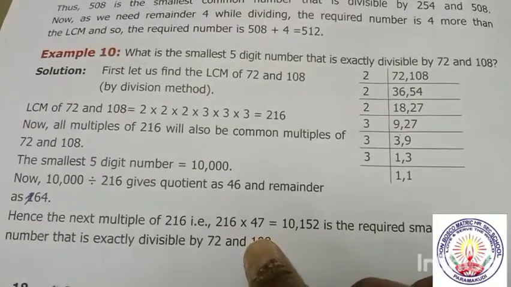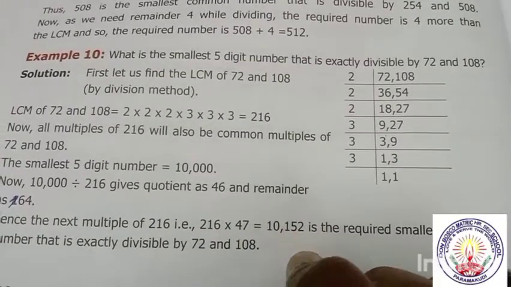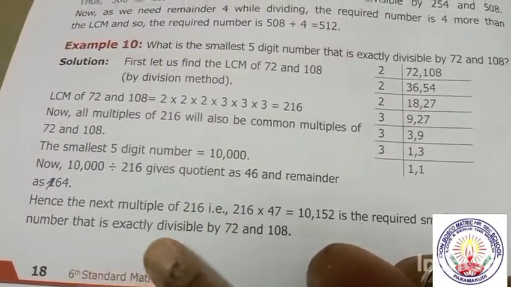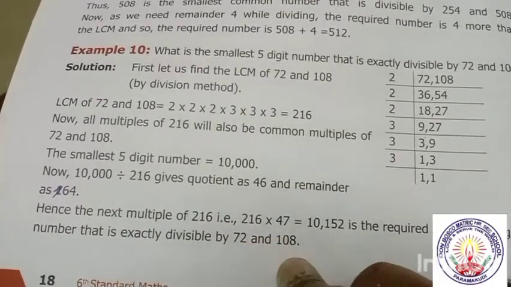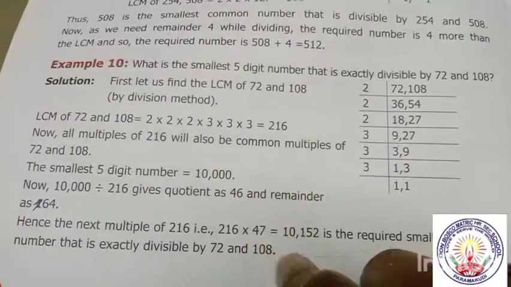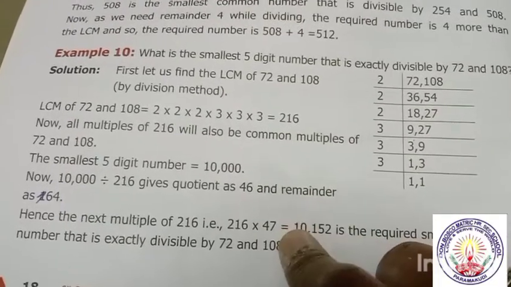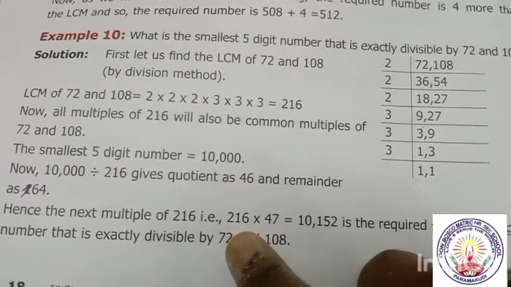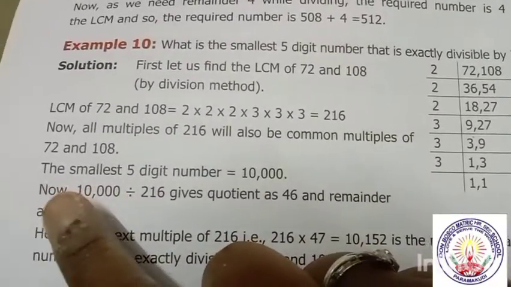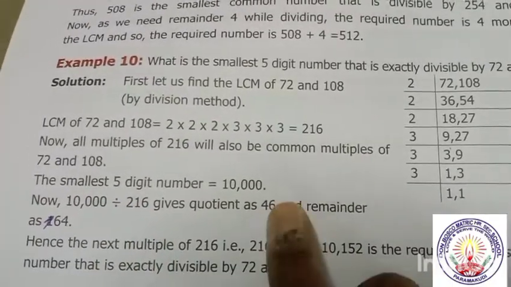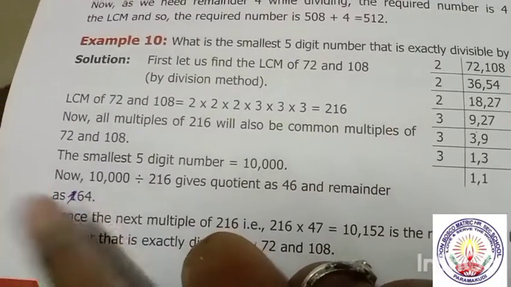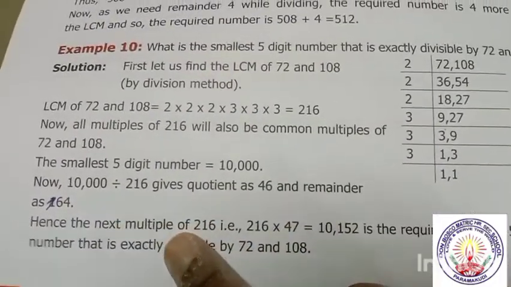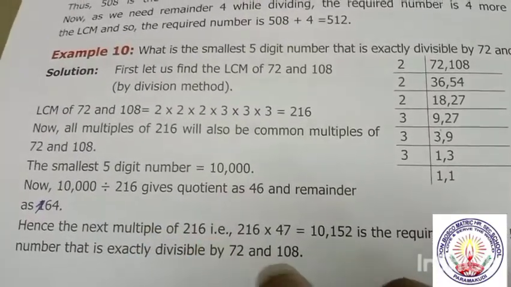216 multiplied by 47 is 10,152, which is the answer, the smallest 5-digit number that is exactly divisible by 72 and 108. In this number we get the remainder 0. When you take 46, the remainder is 64, which is not 0. So for that purpose we take the next multiple of 216, 47.